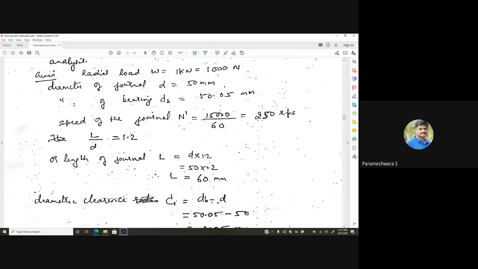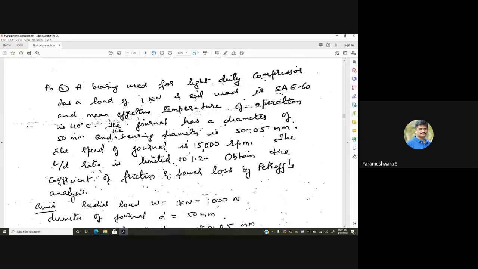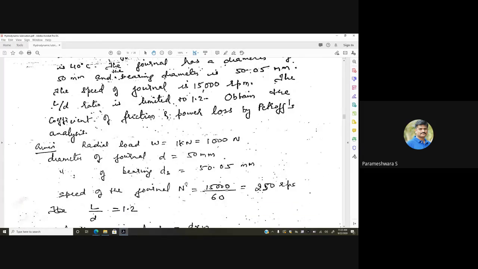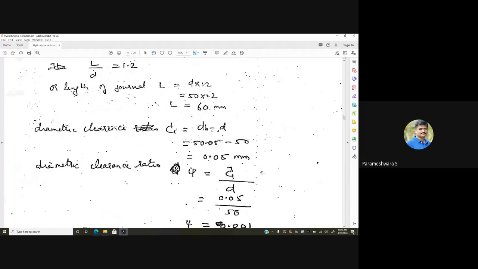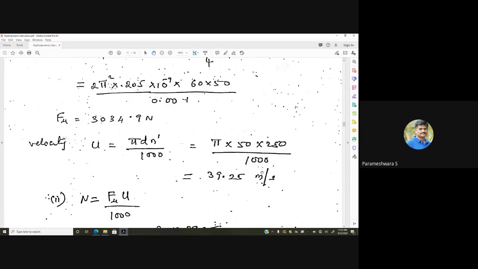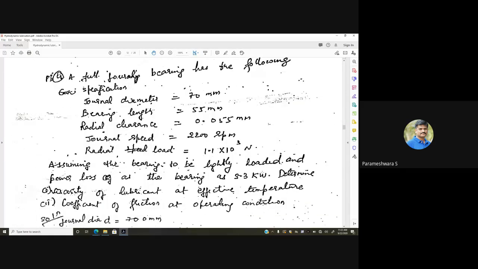So again, this is a problem on a lightly loaded bearing. Whenever it is lightly loaded, you should consider Petrov's equation for solving the problem. I think I have solved this problem in the previous class, is it not? Clearance 50.05, I have solved this. So I will take up the next problem. This I have not solved.